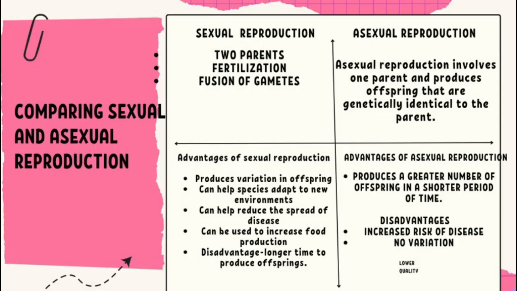So back to sexual reproduction, it can help reduce the spread of disease and can be used to increase food production, but the only disadvantage is that it takes a longer time to produce offspring. So for example, a human being takes 9 months to have a baby. A plant's asexual reproduction, and bam, the offspring is just born, probably in a week or something like that, right? So it's very different.